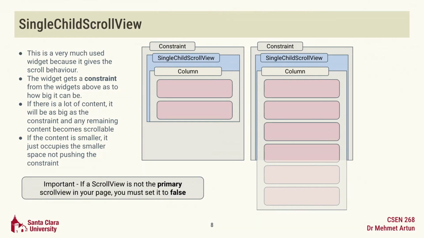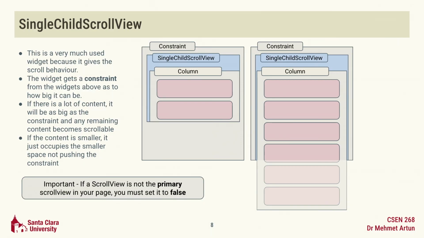Now we're coming to the single child scroll view. You've seen this in the code, but let's try to understand what this single child scroll view does. So let's say I have a constraint. So this could be the body of my scaffold. And Scaffold has calculated this is the space you have. Tells me this is the space you have. So I put a single child scroll view in here.